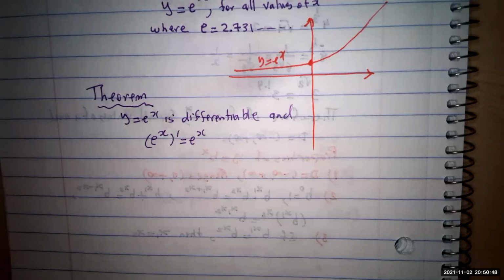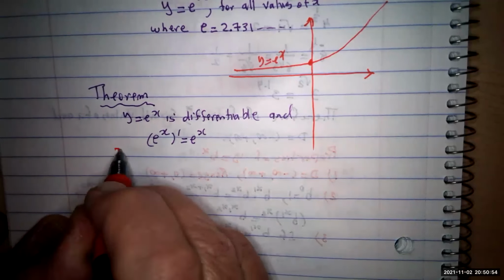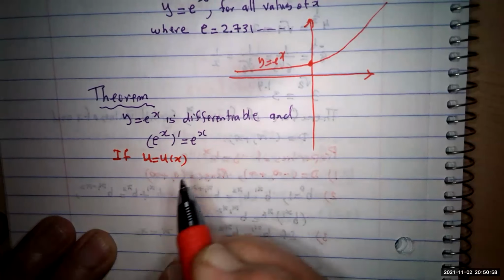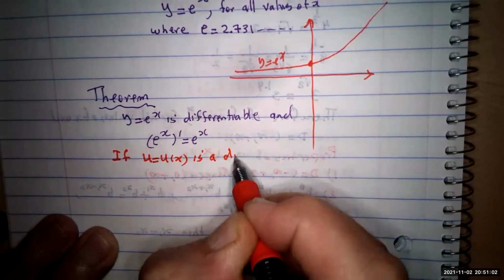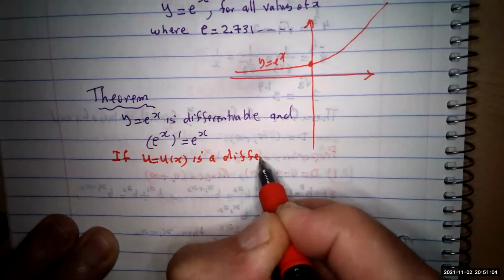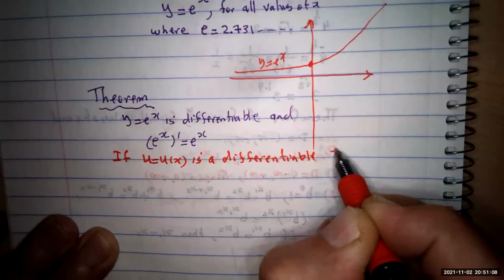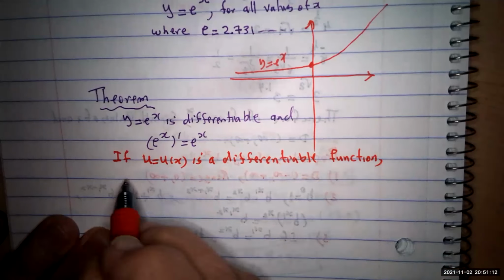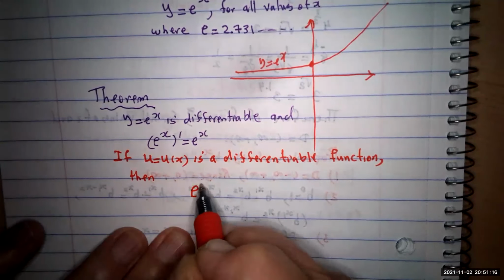Of course, you may have something other than e to the x. So in general, if u is equal to u of x, which is going to be a differentiable function, then we are going to use the chain rule. Then you see what's the derivative of e to the u.